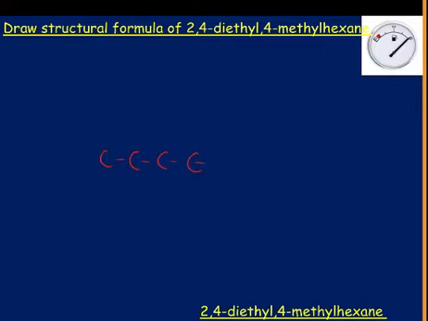So naming from the end, hexane is 6 carbons. I can number from left to right or right to left. For this example, I'm going to go from right to left. It doesn't matter as long as it matches your name. So I know at position 2 I have it's 2,4-diethyl.